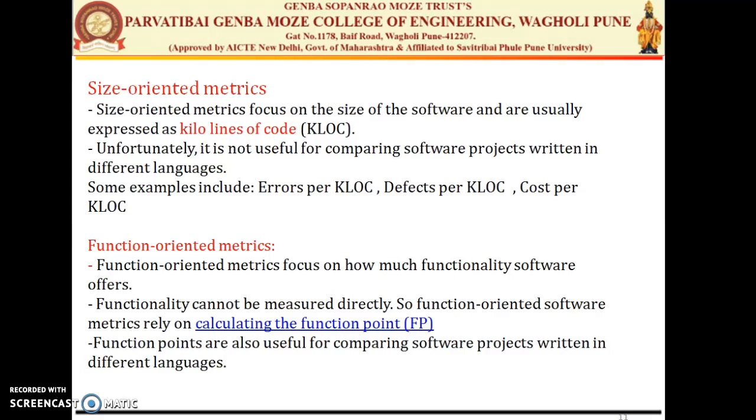Also we have a new measure that is called DRE, that is defect removal efficiency. So DRE is equal to E divided by E plus D. So what is D and what is E?